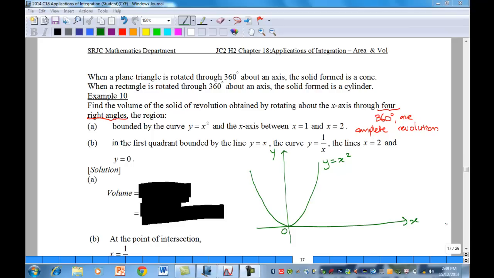Now, it is important that you understand what we mean by 4 right angles. That is 360 degrees. That means we revolve the region through one whole complete circular revolution. Another important question is where the region is.